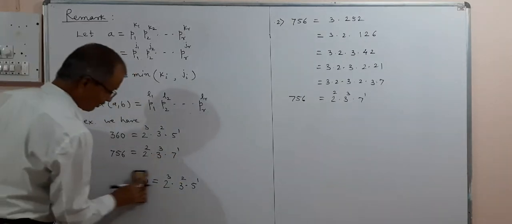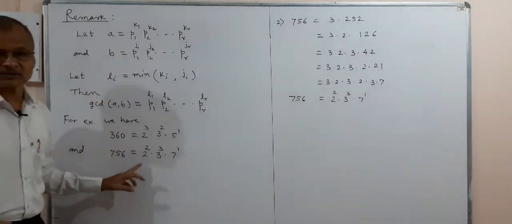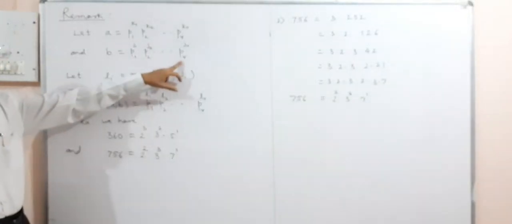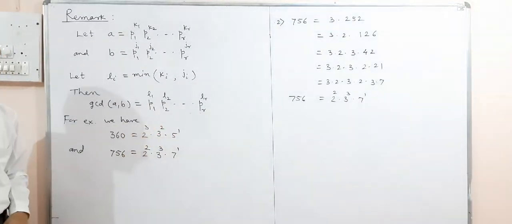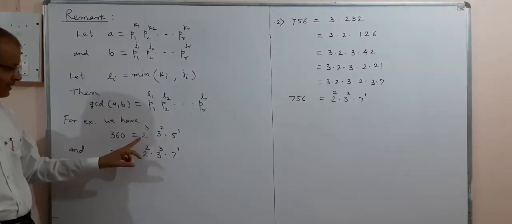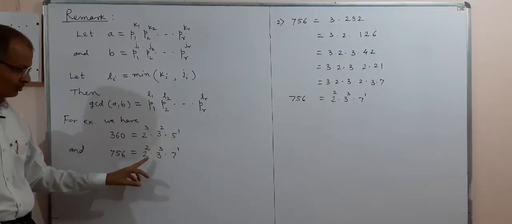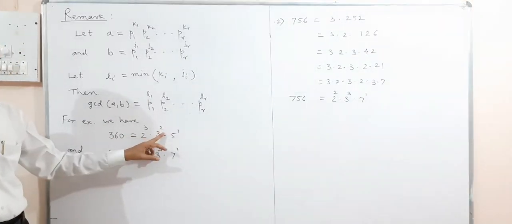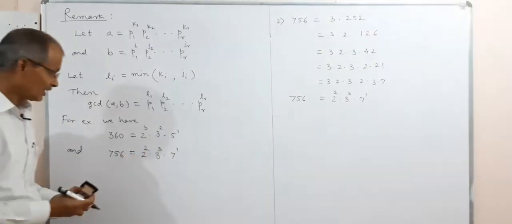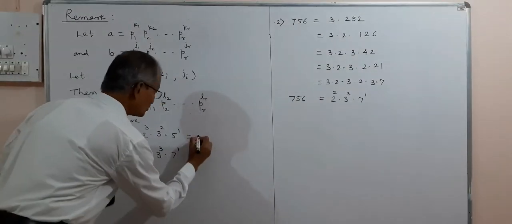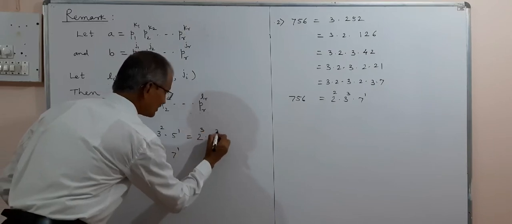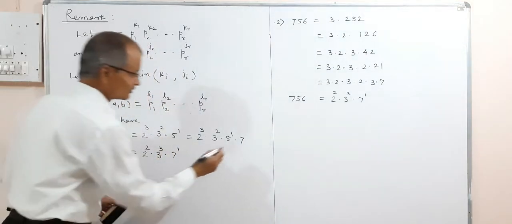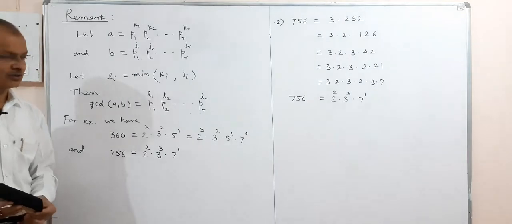But we have to express these two numbers in the form of the same primes. Here see P1, P2, up to PR. The primes are the same, powers may be different. But you may see here the primes are not the same: 2, 3, 5 and here 2, 3, 7. But we can consider 7 here with 0 exponent and 5 there with 0 exponent. That means I shall write 2 cube, 3 square, 5 raised to 1, and 7 is not there, but we can write 7 with 0 exponent because 7 raised to 0 is 1.